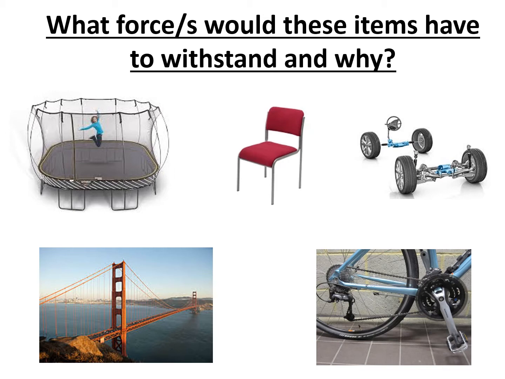Let's look at the trampoline. The trampoline shows tension. This is because the fabric is pulled along the wire. This is to create the bouncy surface. But we've also got compression when people are jumping on it. The chair. The chair will have the force of compression as people sit down.